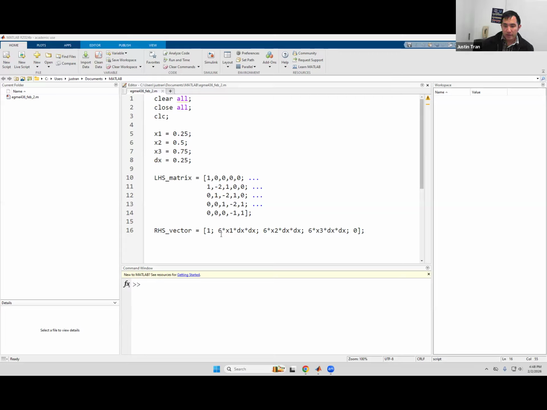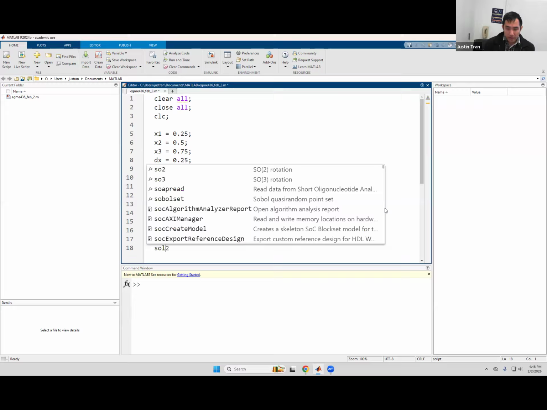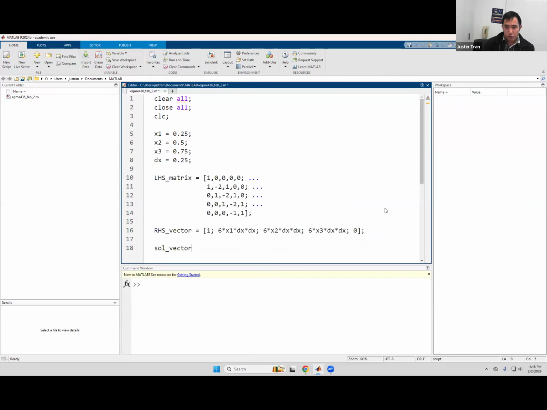So now that we have our left-hand side matrix and our right-hand side vector, the last thing we're going to do is invoke a special operator within MATLAB called the backslash. We're going to define a new variable here just to store the solution. Let's call that sol vector. So sol vector stands for solution vector. And this is going to be our left-hand side matrix. We're going to use the backslash operator.